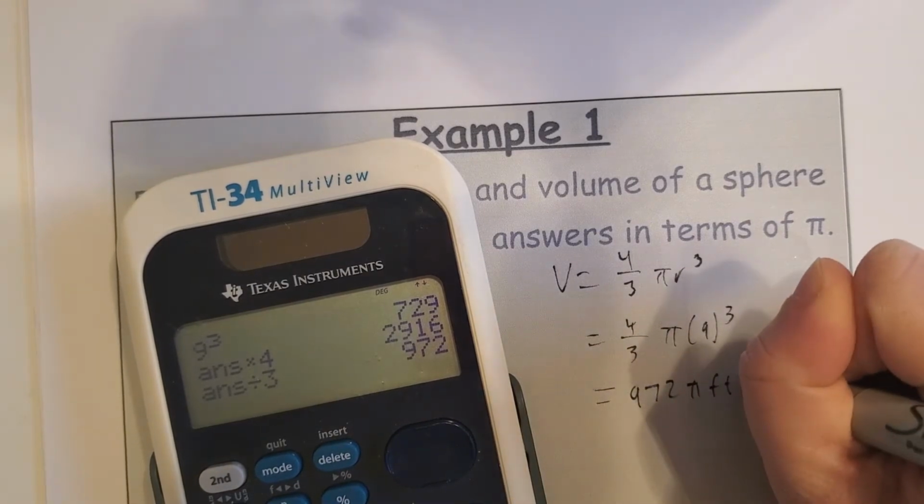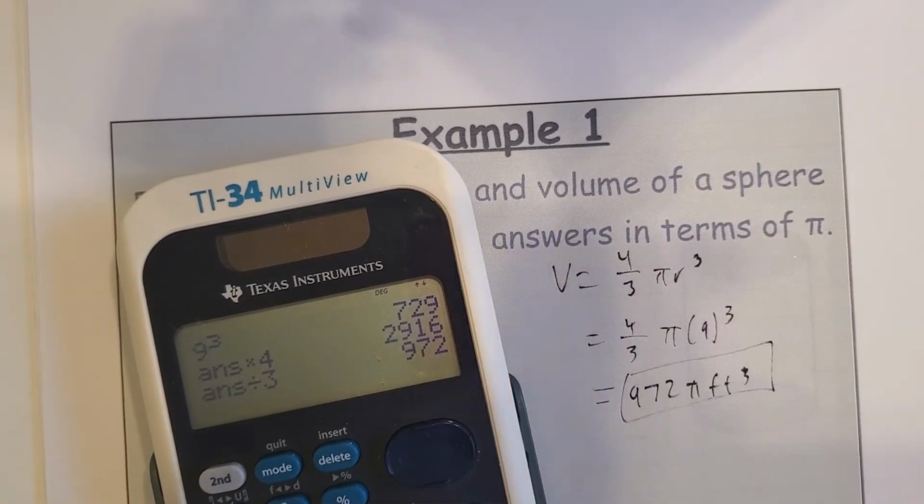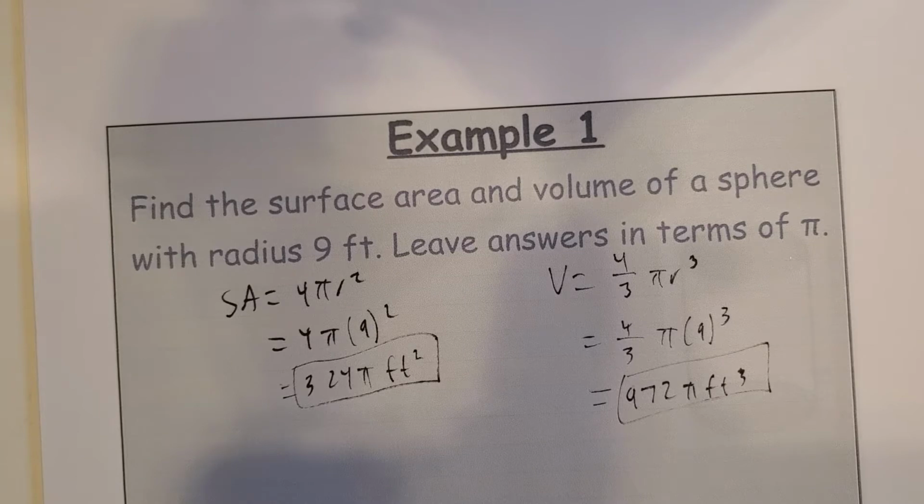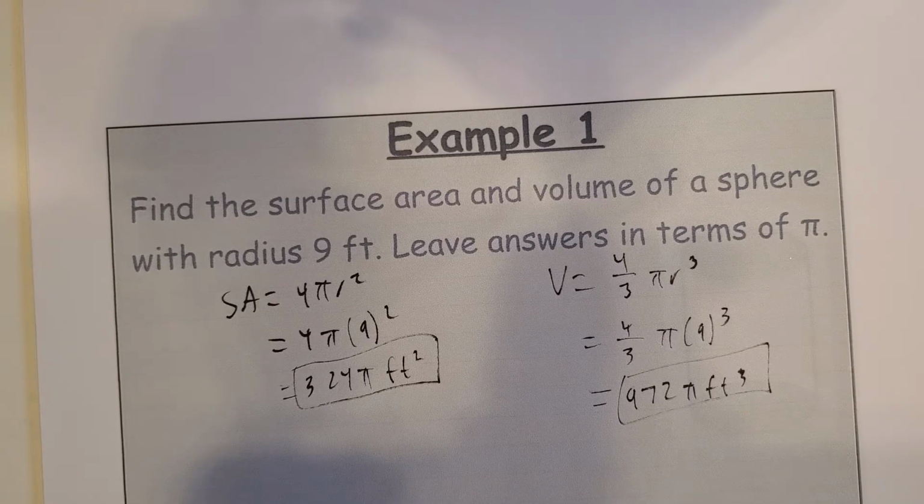feet cubed. And especially because there is surface area and volume on this check, you really, really have to be careful with the units. Feet squared is for area. Feet cubed is for volume. Please be careful. Again, you are going to lose points if you don't, or if you mix them up.